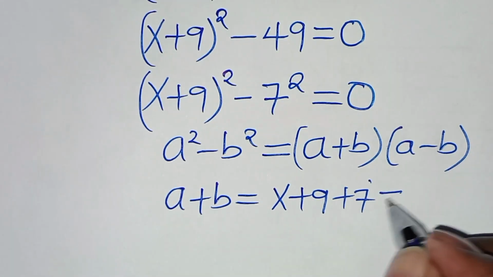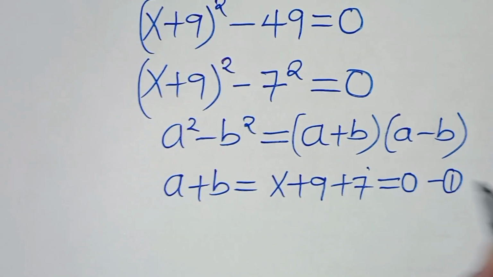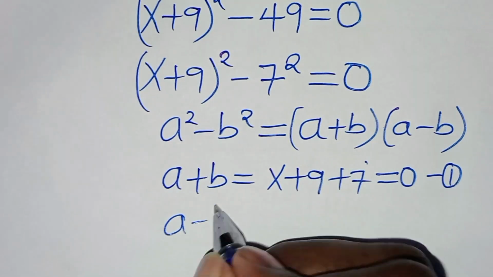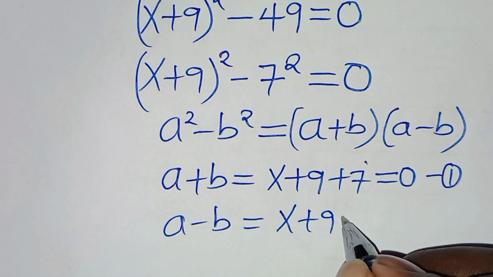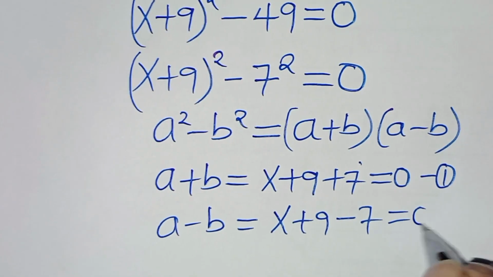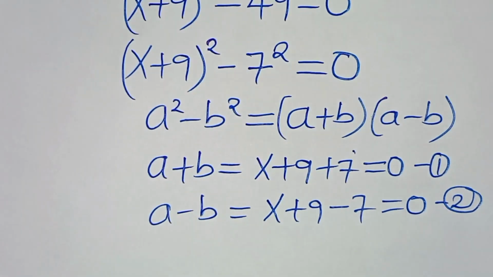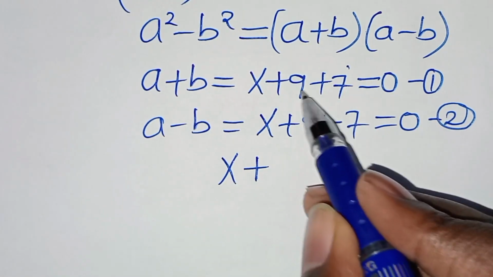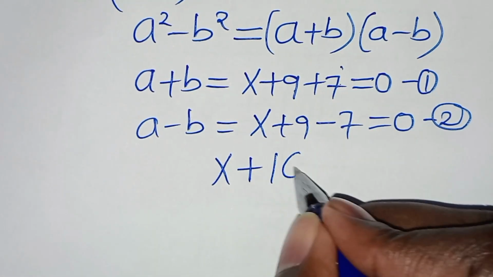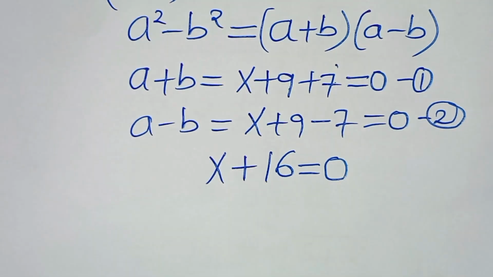Then this is equal to 0. Let's call this equation 1. Then a minus b, this is the same thing as x plus 9 minus 7. This is equal to 0. This is equation 2. So here we have x plus 9 plus 7, this is equal to 16. This is equal to 0.